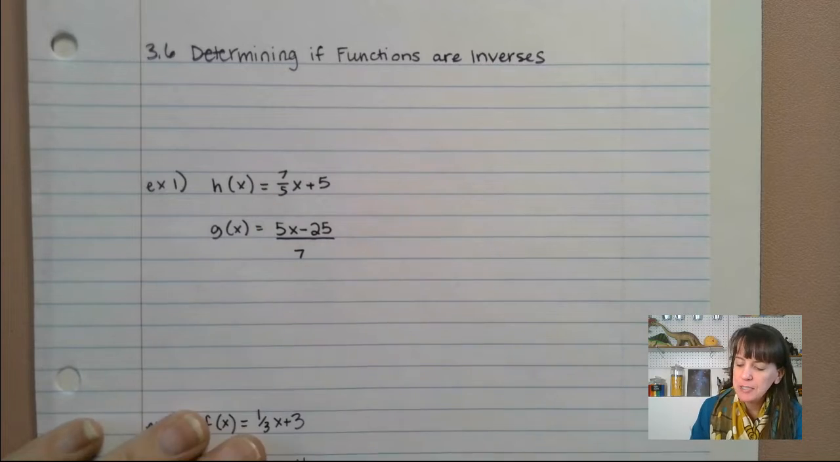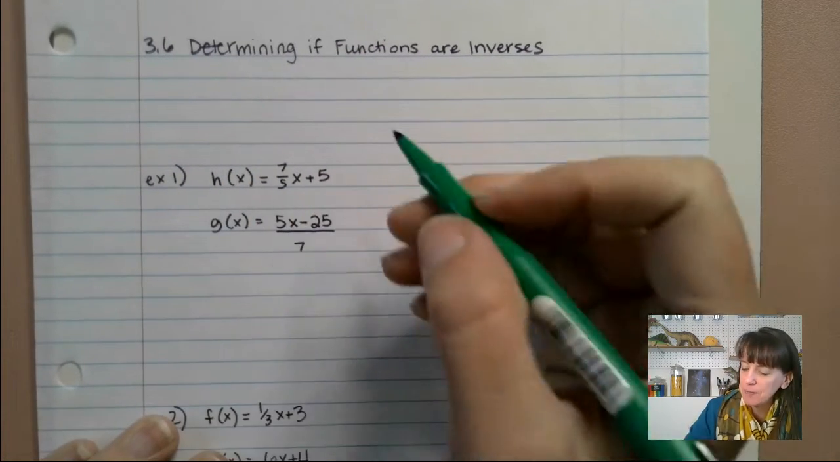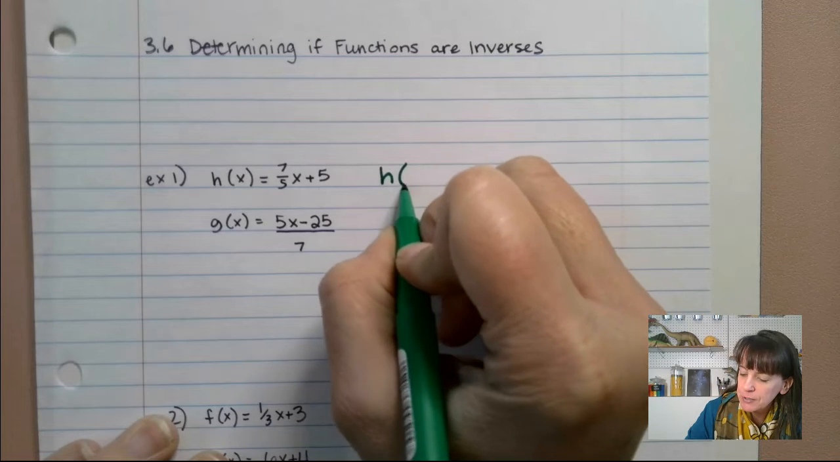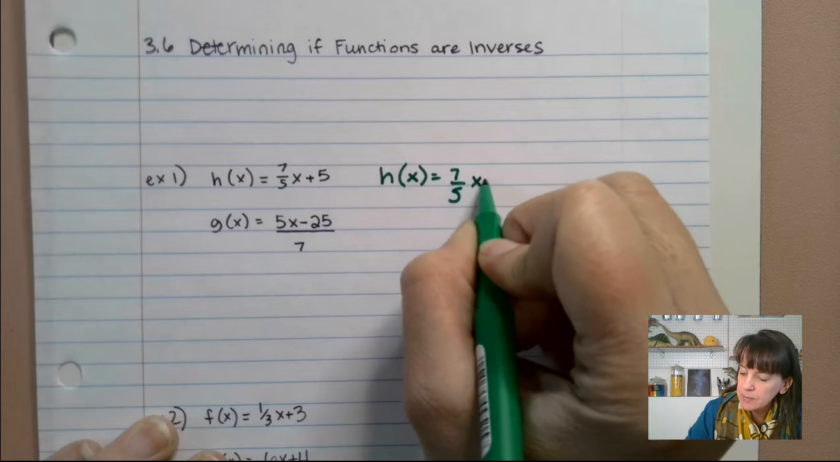We have two functions here. The first thing that you're going to do is take one of your functions. I'm going to take h of x here, and I'm going to go ahead and find that inverse. So h of x equals 7 over 5x plus 5.